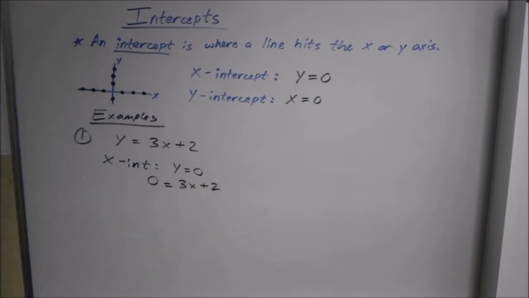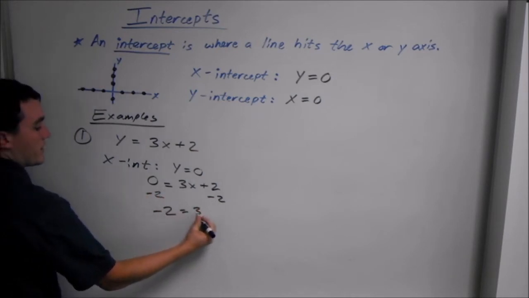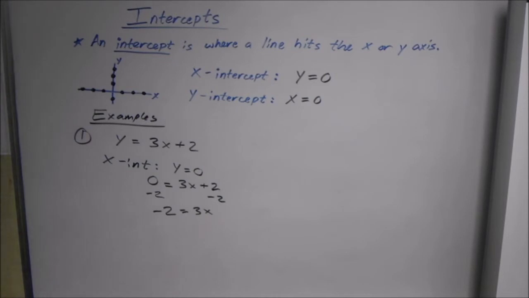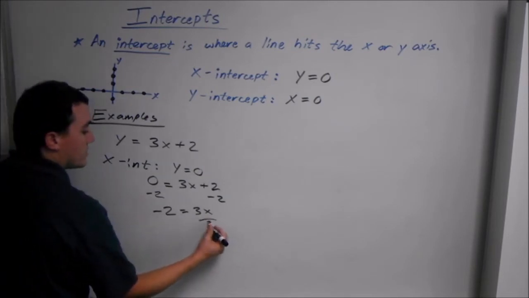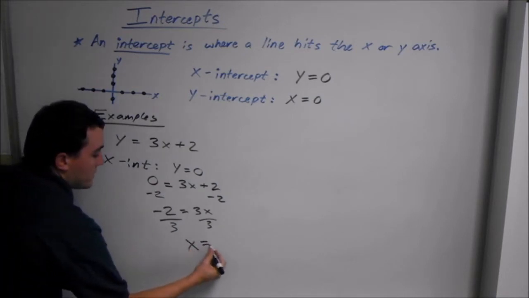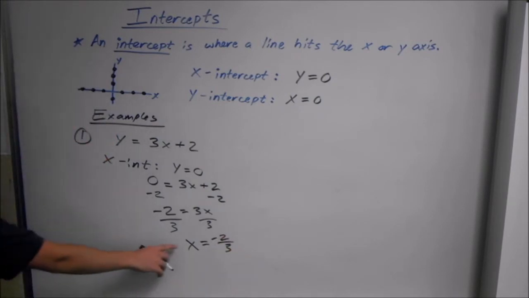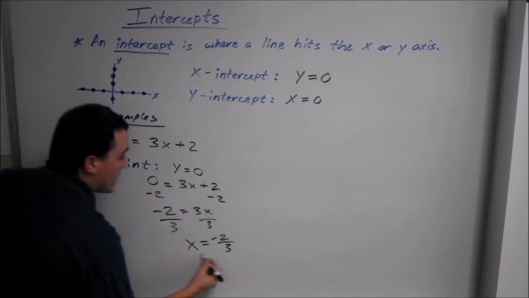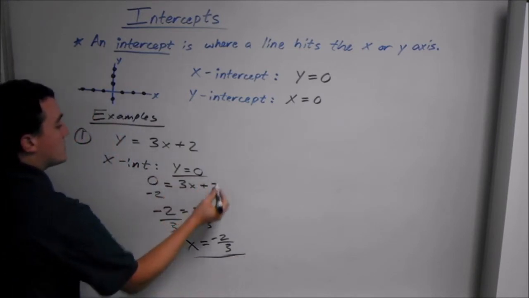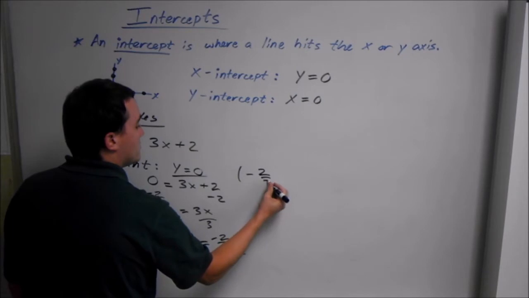And then we just solve it like normal. Minus 2, minus 2. So negative 2 equals 3x. And this is just going to give us the x value, divided by 3, that our graph hits the x-axis. So x equals negative 2/3. And this is a point. It's not just an x value. This is x comma y. So we have x is negative 2/3 and y is 0. So our x-intercept is negative 2/3, comma 0.